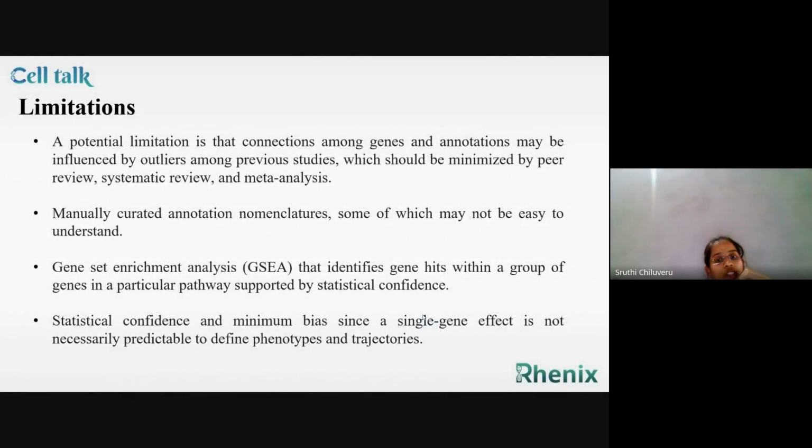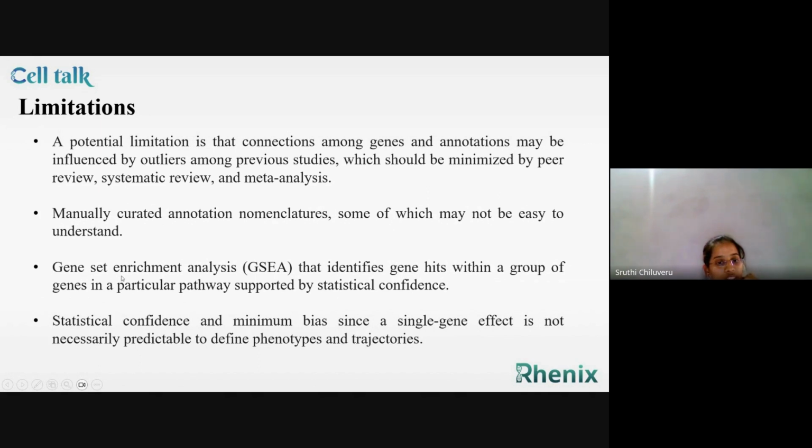When it comes to the limitation of this article, a potential limitation is that connections among genes and annotations may be influenced by outliers among previous studies, which should be minimized by peer review, systematic review, and meta-analysis. Manually curated annotation nomenclature, some of which may not be easy to understand for common people.